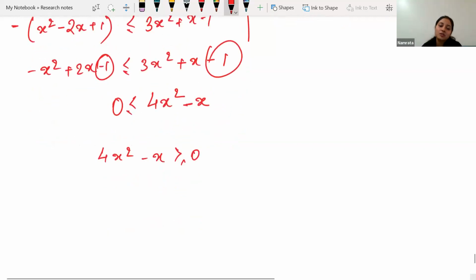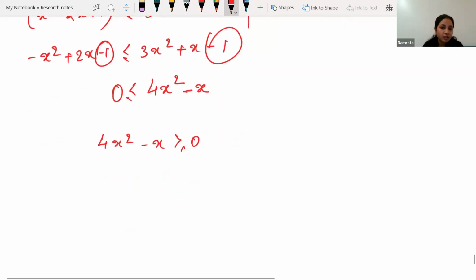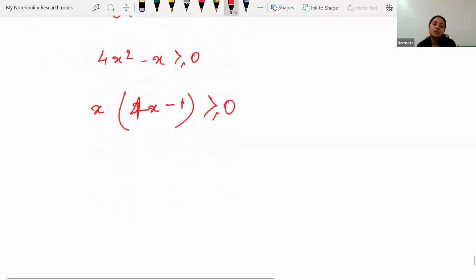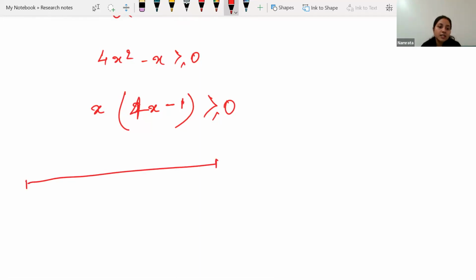We are just going to use the wavy curve method, in factorized form. So x we will take out common, here we will have 4x minus 1 greater or equals to 0. What the wavy curve method says: all the terms must be in factorized form, and the coefficient of x must be positive, then only we can go ahead. Number line we are drawing, we will be locating our critical points. So we are getting 0 over here and 1 by 4 over here. Clear so far?